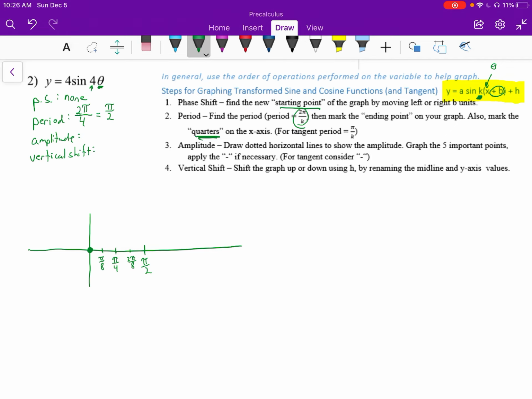And the way that we do that, we can take the entire period, which was pi over 2, divide that in half, so multiply by half is a quarter. That's this value. And then we can also take a quarter and multiply that by a half, and it's an eighth. There are different ways to find those values. Again, that's not the most important thing here. We definitely want our ending point and our starting point.